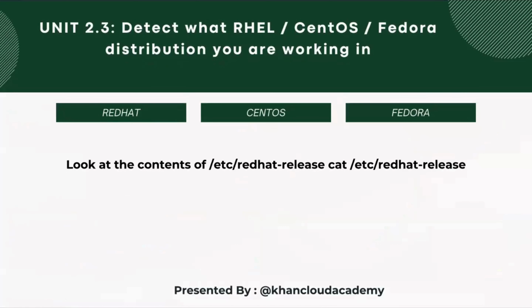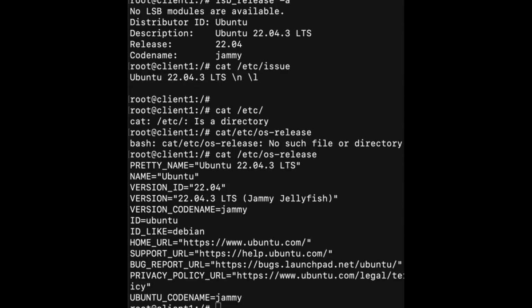Detect what RHEL, CentOS, or Fedora distribution you are working in. Look at the content of /etc/redhat-release simply with cat. Cat means you're going to check what the Red Hat release is. This is how you check on the Red Hat side. So you get the output; basically the lsb_release -a command outputs most of the flavor, be it the Fedora distribution, CentOS distribution, or Red Hat distribution.